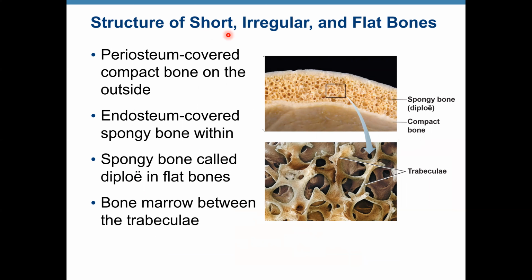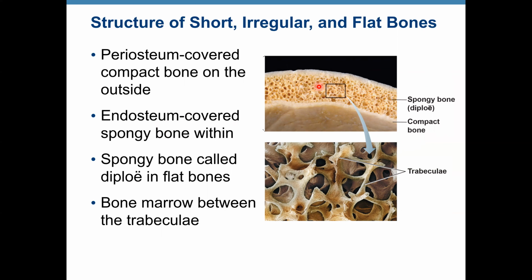Okay, so the structure of short, irregular, and flat bones. So the periosteum covers compact bone on the outside, right? So we have our periosteum, then we have our compact bone. And we have the endosteum, which covers the spongy bone within. So the endosteum would be found within the bone. So right here, it covers all these trabeculae as well.